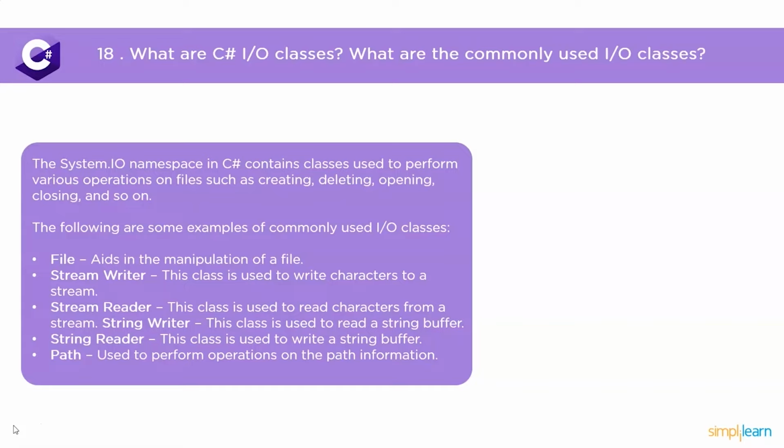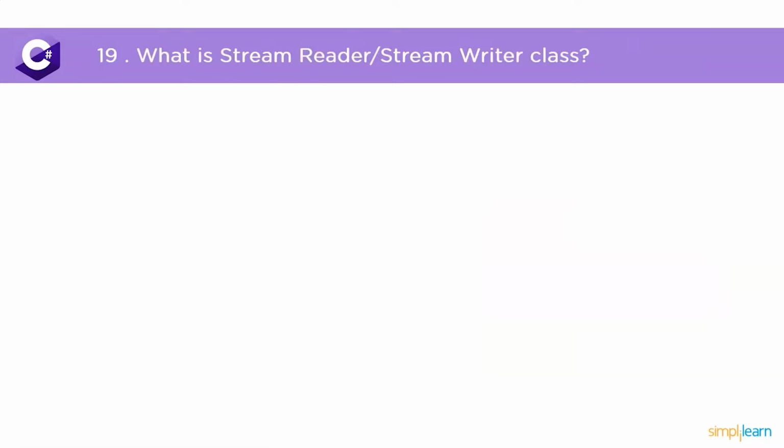StreamWriter is the class that is used to write characters to a string. The StreamReader is used to read characters from a string. The StringWriter is used to write a string buffer. The StringReader is used to read the string buffer. The Path is used to perform operations on path information. Followed by that, the next question is, what is the StreamReader or StreamWriter class?